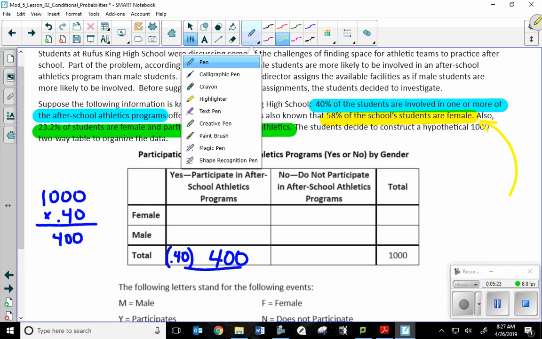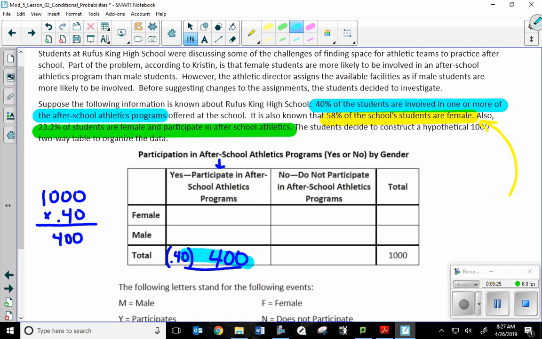So I'm so terrible. Highlighter. This I should highlight in blue because that's blue here. So our females, where are you at, ladies? Right here. Here's our female column. So my total is right here. And of course, this is yes, they participate in school programs, and here's that total right here.